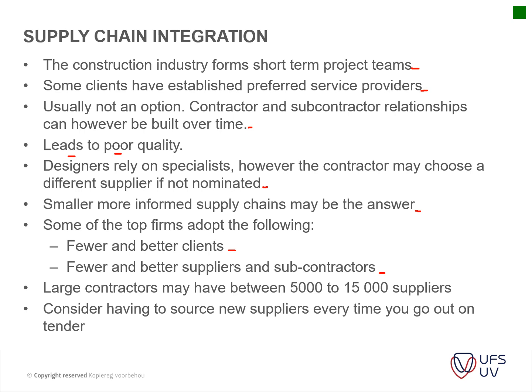Large contractors may have between 5,000 and 15,000 suppliers. So let that sink in a little. If you need to manage 15,000 different suppliers, keep track of them, how was their previous work, did they supply the material on time, how was the price, and so on, it can become quite difficult to keep track of. Another thing to consider is having to source new supplies every time you go out on tender. If you build up a relationship with your suppliers and now suddenly you have to get new supplies each time, you have to reinvent the wheel and build up a new relationship again. So it is a bit counterproductive, even if it's maybe cheaper, but obviously it depends on how much time you have.